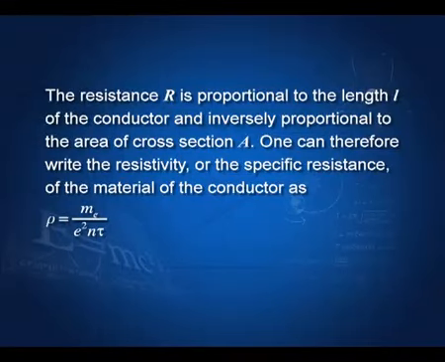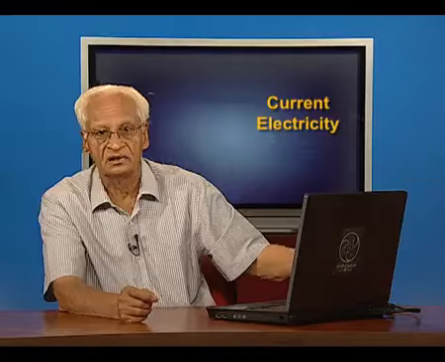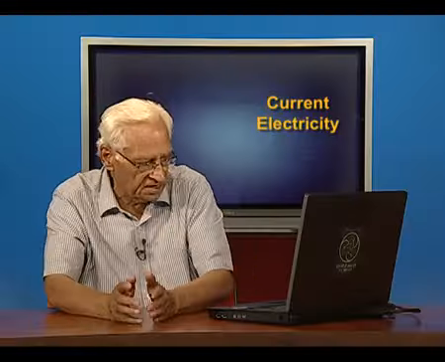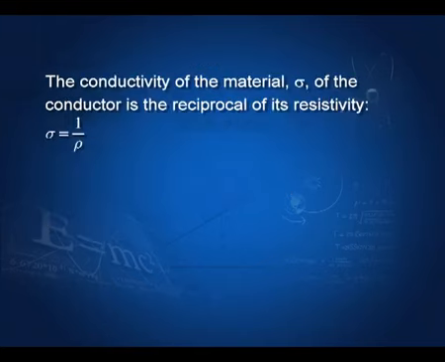And since resistance is proportional to L and inversely proportional to A, therefore, I can write R as rho times L by A, where rho, the specific resistance, which is the characteristic of a material, is also called the resistivity of the material, and this is given by m_e by e squared n tau. This is a characteristic of the material. It does not change. You change the length, you change the cross section, it does not change. Specific resistance or resistivity, they are characteristic of a material, they do not change. And the reciprocal of rho is called the conductivity of the material.